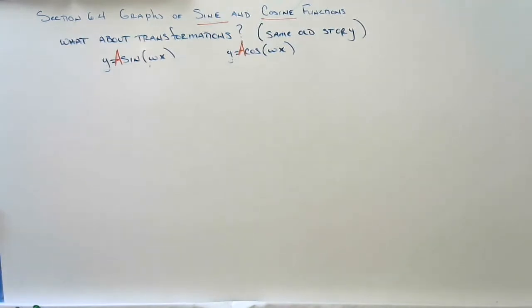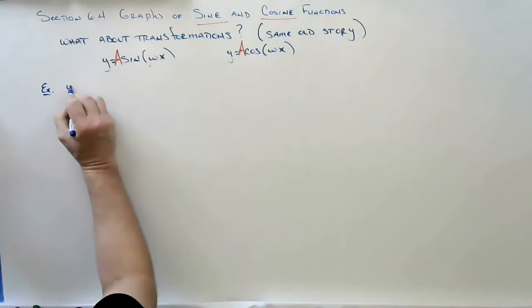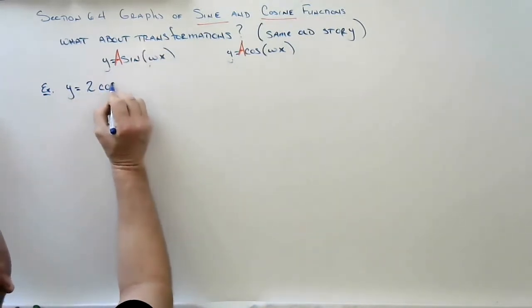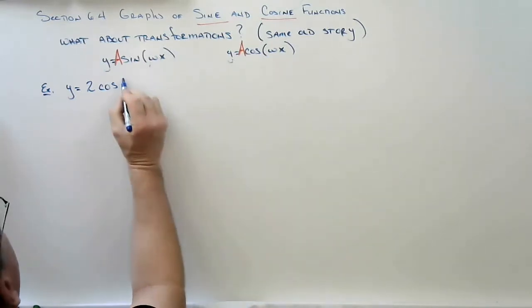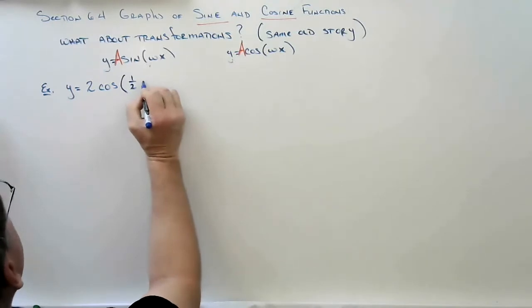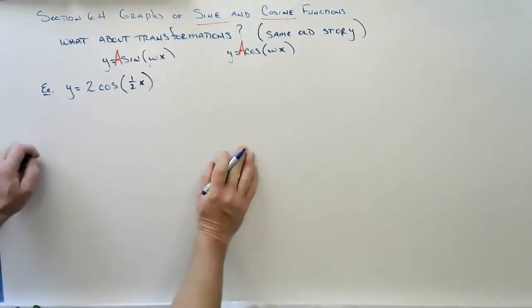So let's do another example, right? We'll do y equals cosine. This time we'll do cosine. And we'll put in here 1/2 x. Okay, and I'll put a 2 outside.